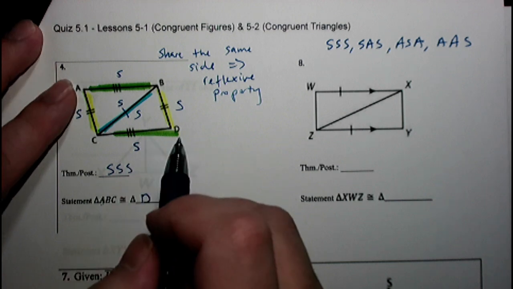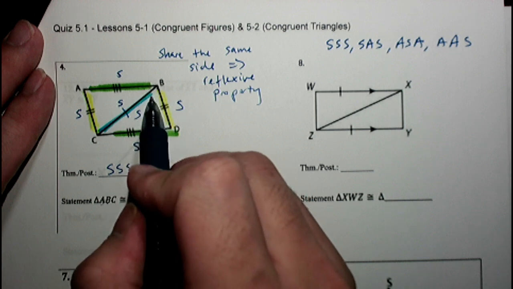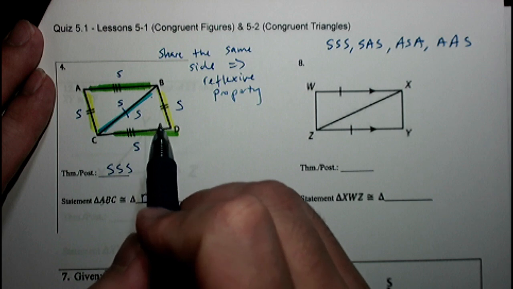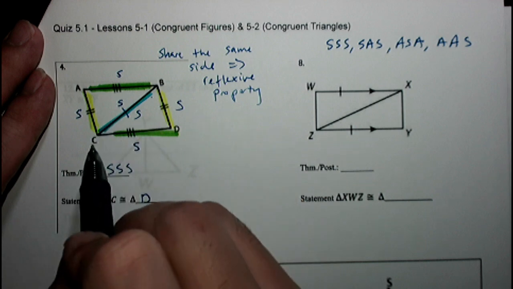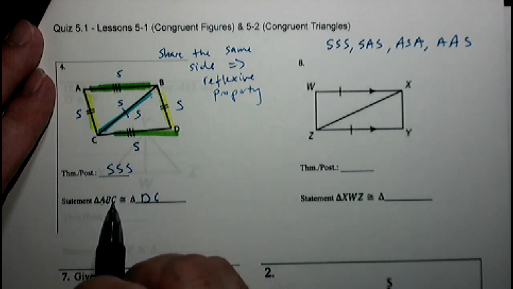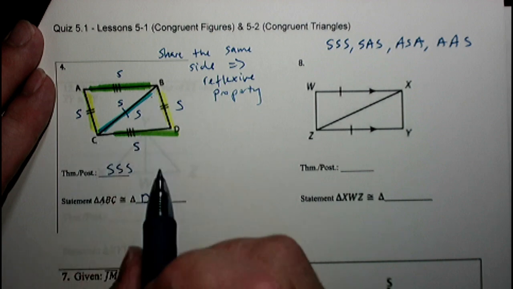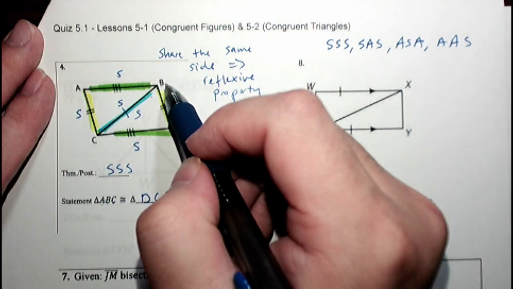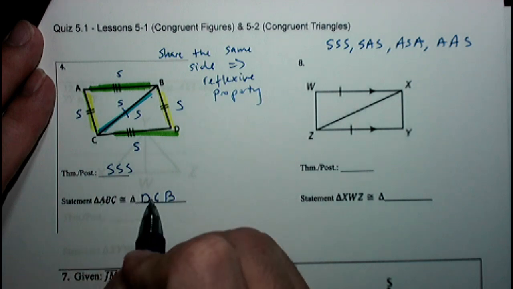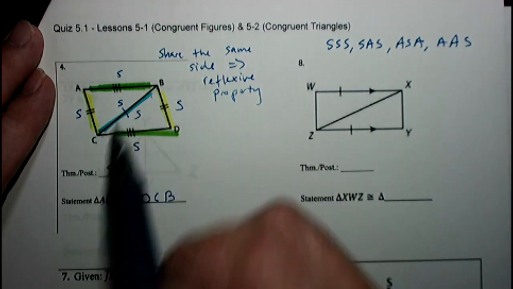So A corresponds with D. B is between the green and the blue. So that means that I need to find the vertex of the other triangle that's between the green and the blue, which in this case is going to be C. And then C is between the blue and the green. So I'm going to put B because it's between the blue and the green. So triangle ABC is congruent to triangle DCB. So DCB.